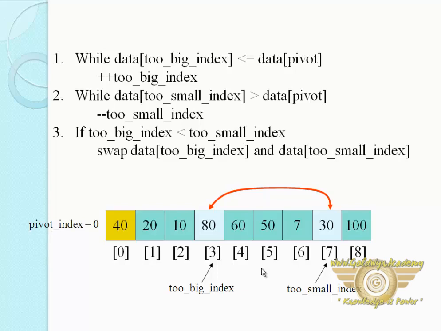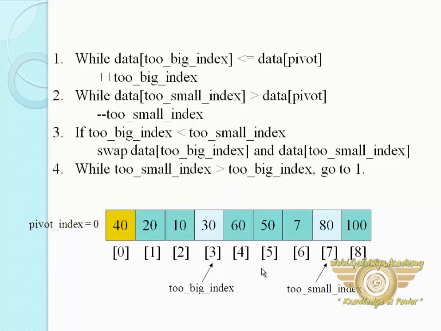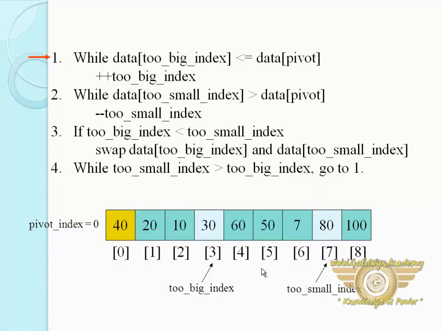Third step. If the too big index is less than the too small index, then swap data of too big index and data of too small index. So 30 and 80 will be swapped. Fourth step. While too small index is greater than too big index, go to step 1. Now again this function is called, so the steps will be performed again.